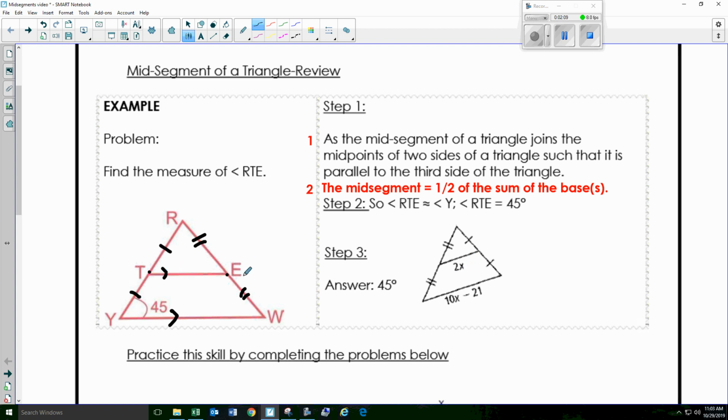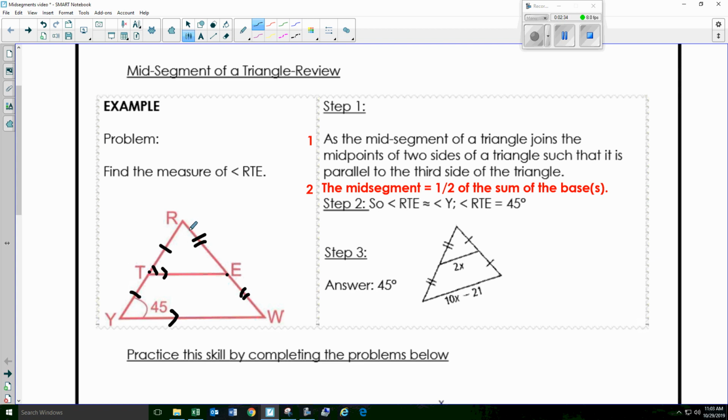Now, since these two segments are parallel, we know that for parallel lines cut by a transversal, corresponding angles are equal. So if that's 45 there, it's also congruent there. So this angle RTE has to be 45 degrees, as you then see right here. Whatever this angle is, say this is 50 degrees, then this corresponding angle is 50 degrees.